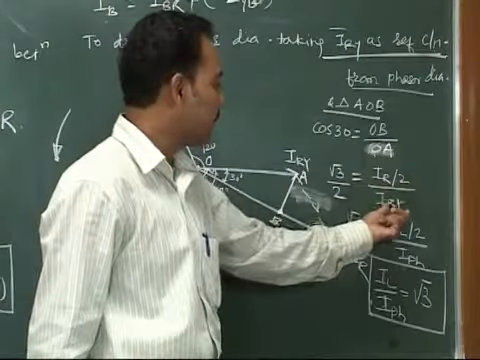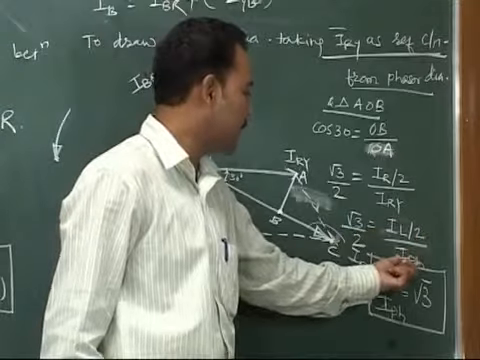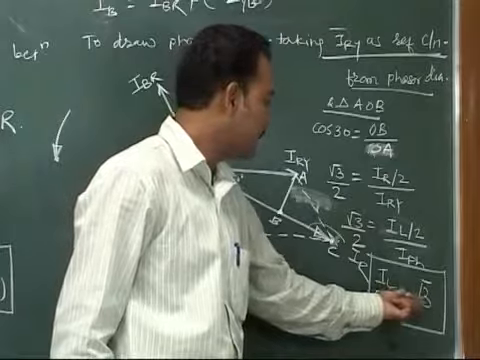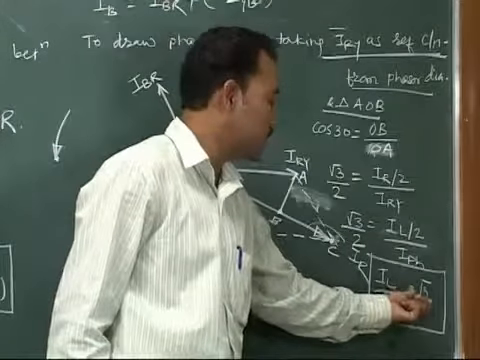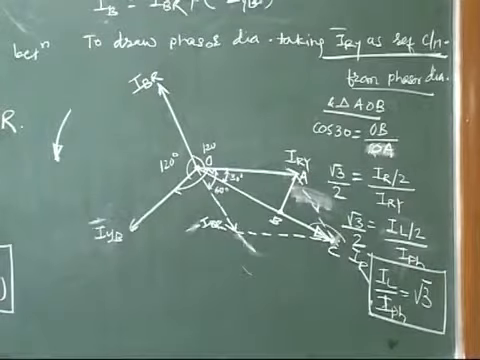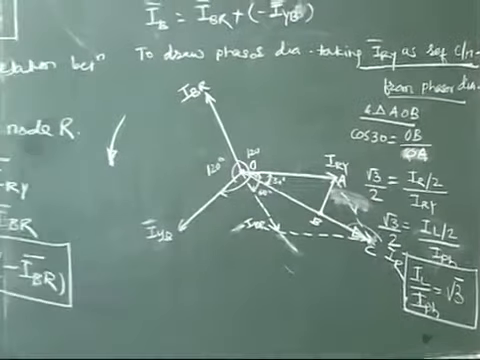So it is root 3 by 2 equal to IL by 2 upon IPH. So the value of line current upon phase current is equal to root 3. Here we have proved that the line current is equal to root 3 times the phase current in case of the delta connected load.